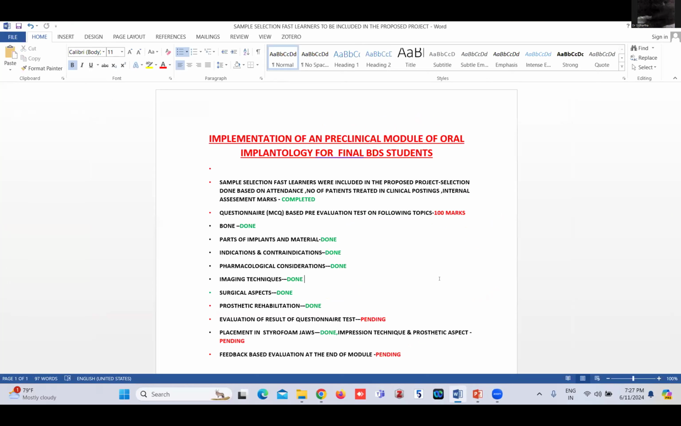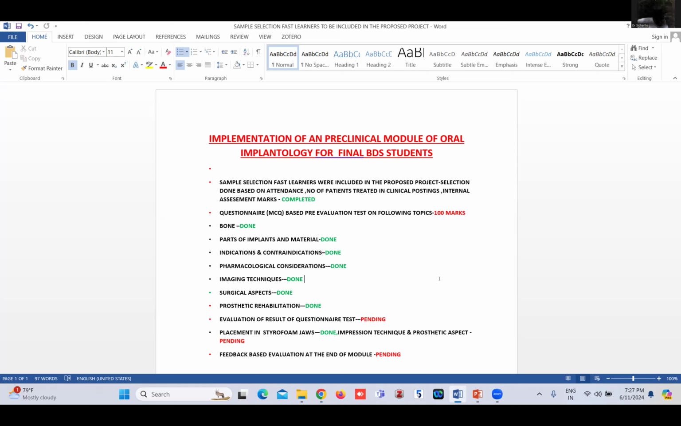Madam, I have just made a note of the progress I have made regarding my topic. First was the criteria for selecting the students. From the entire batch, I couldn't include all the students for this preclinical module, so we made a few criteria for how to select them. We included only the fast learners in this particular project.